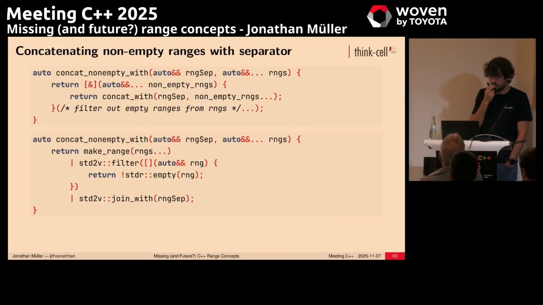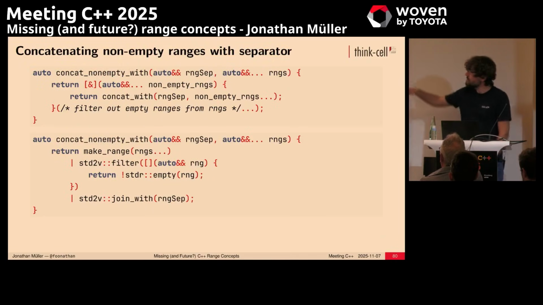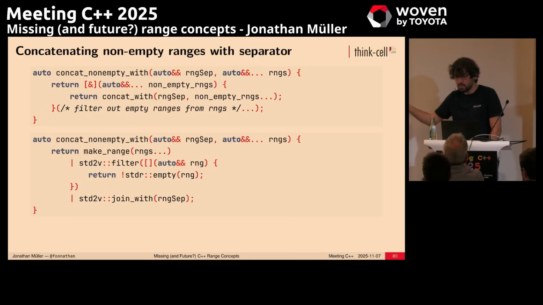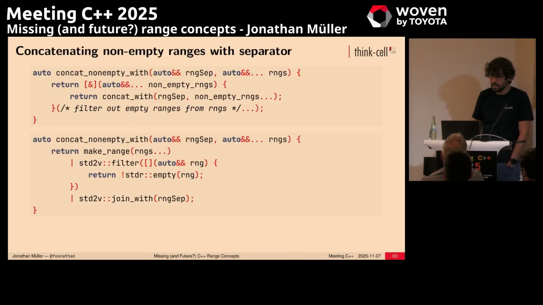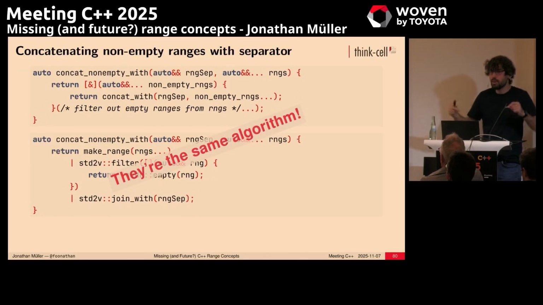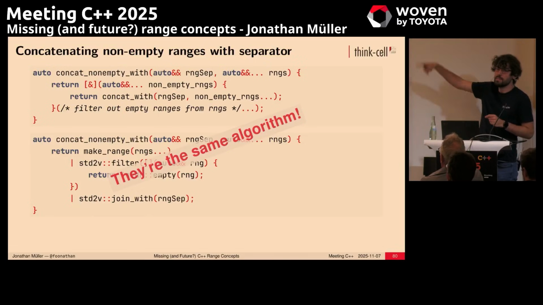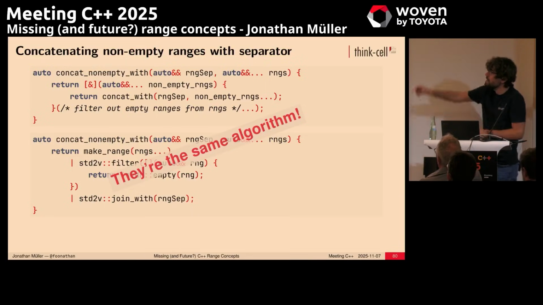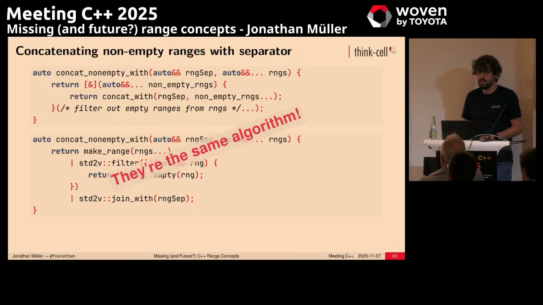And that means that this code that filters out the empty ranges and then calls concat with, versus the other code that calls make ranges, and then we're filtering stuff, and then we're joining them together, they are the same exact algorithm, right? And I don't mean they're semantically identical. I mean literally, after all the inlining happens, this is the same assembly code, right? We're just doing metaprogramming using the range-based algorithm instead of the weird ugly one, right?